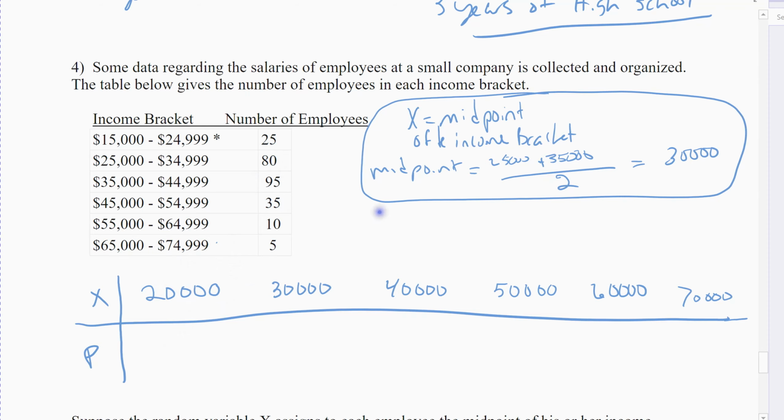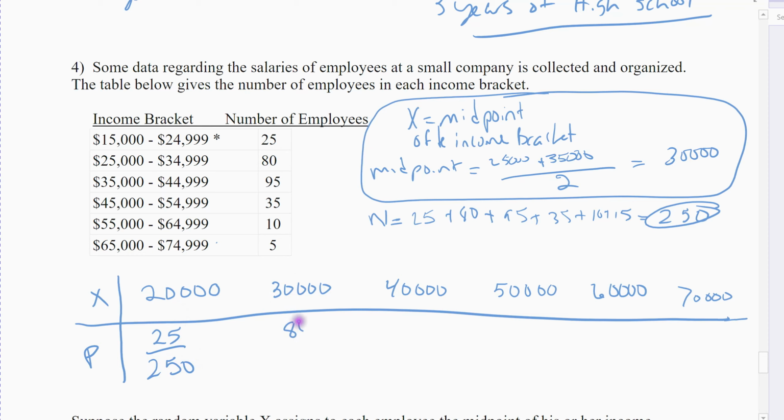I need to know how many employees I have. They didn't tell me. So the number of employees, my n value, I have to add up all of those. So 25 plus 80 plus 95 plus 35 plus 10 plus 5, not 15. That's 250. There are 250 employees in total. They didn't tell me anywhere, so I had to figure that out. So with a total of 250 employees, the probability of somebody having a salary in the first bracket, which we averaged out to $20,000, is 25 out of 250. And I'm just going to leave it as 25 out of 250.